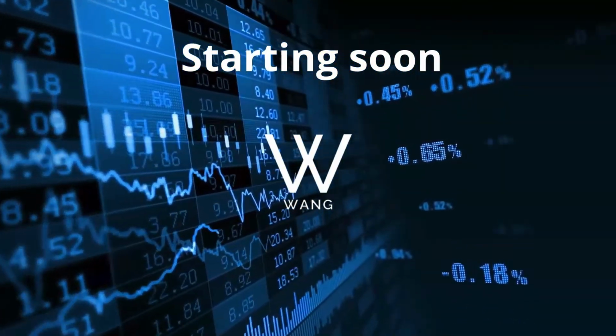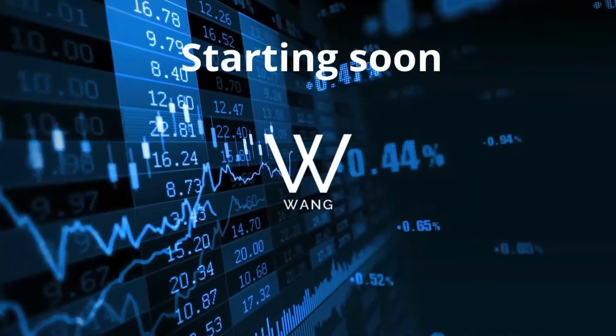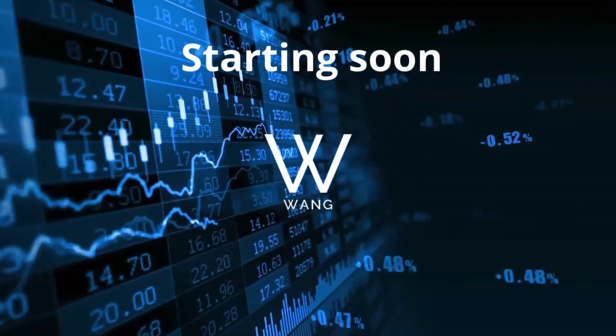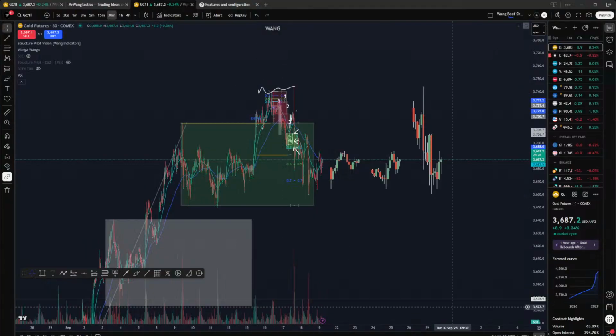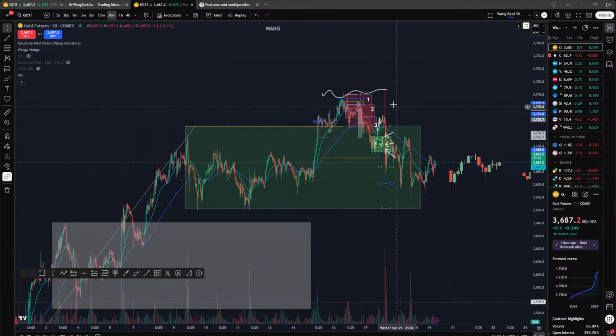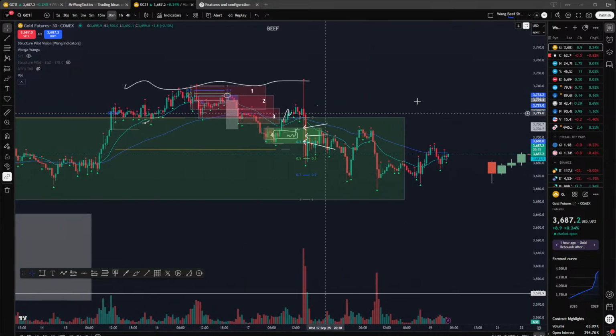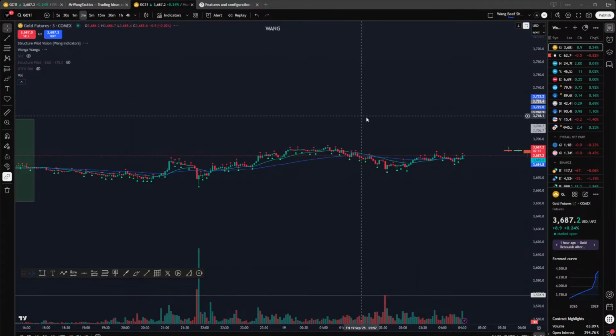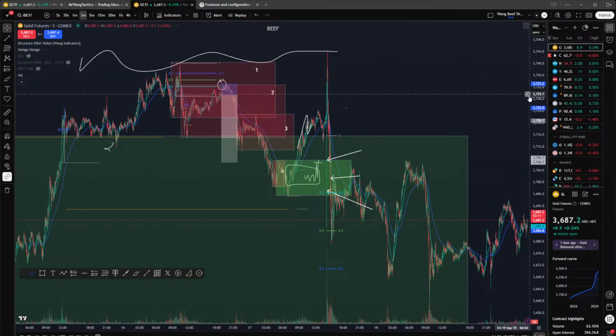Okay, let's see what we can find. Today will be a pre-market stream. So I had this drawing here, the 1-2 swing, the third one, before FOMC. Let's get down to some lower time frame.